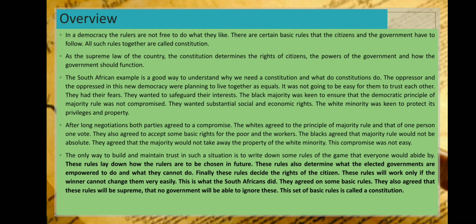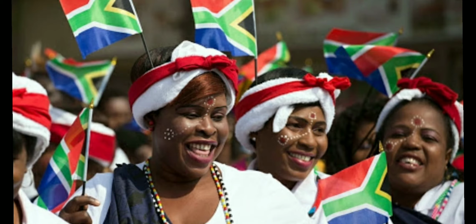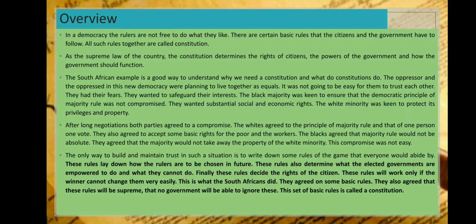The South African example is a good way to understand why we need a constitution and what constitutions do. As you all know, the democratic constitution in South Africa is deleted from the portion and you don't need to learn it in detail. But to understand why we need a constitution, we have to consider this as an example. So let us have an idea regarding what has happened in South Africa.